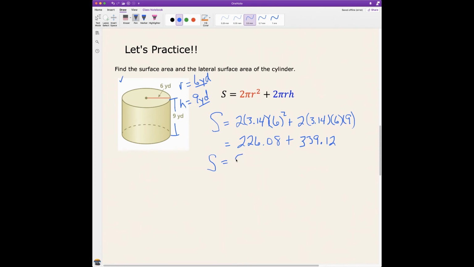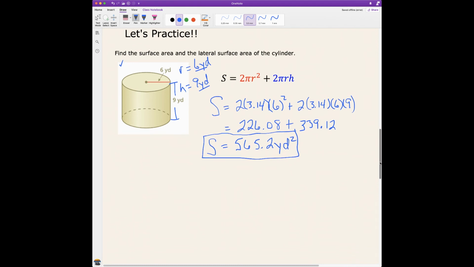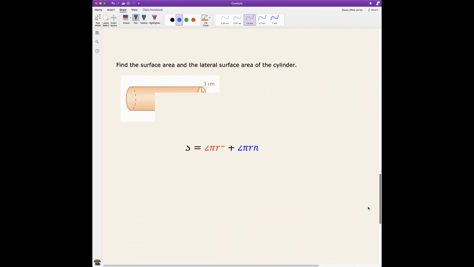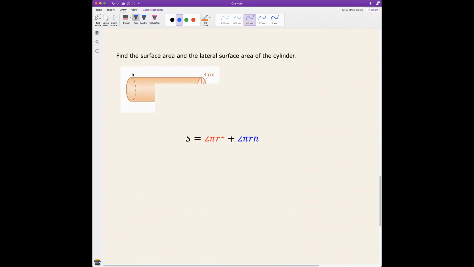Excellent. When I add those together, my final total is 565.2, and then I put my units on there, which is yards squared. Okay, so that's all we have to do. We really just need to identify the radius of my cylinder and the height of the cylinder and just plug them into the formula. Okay, so let me get this picture here.